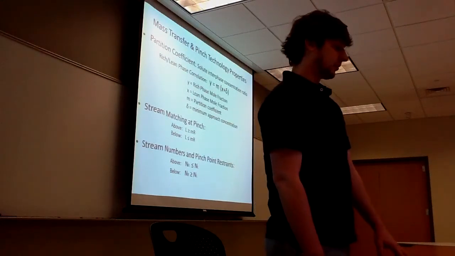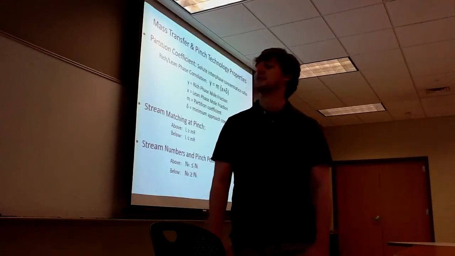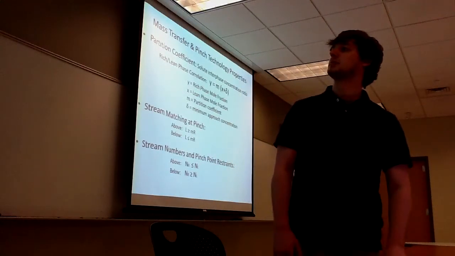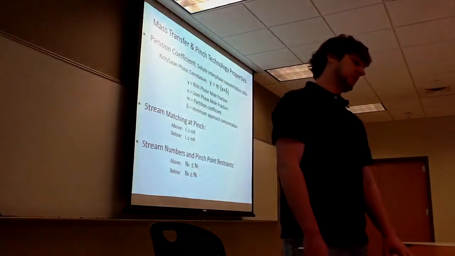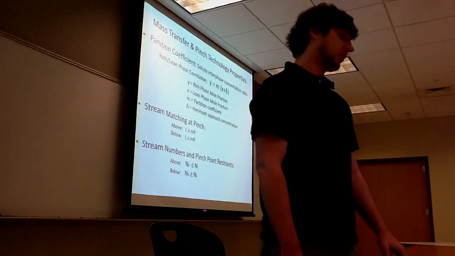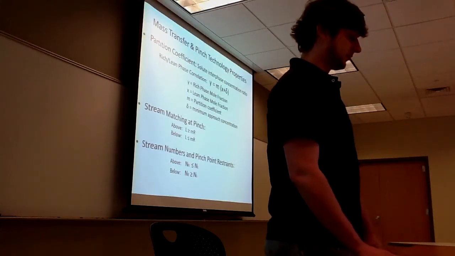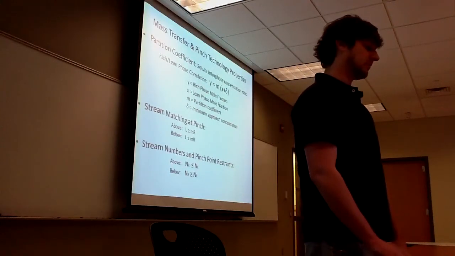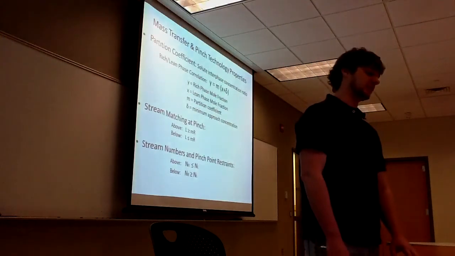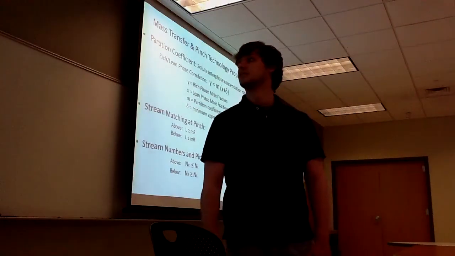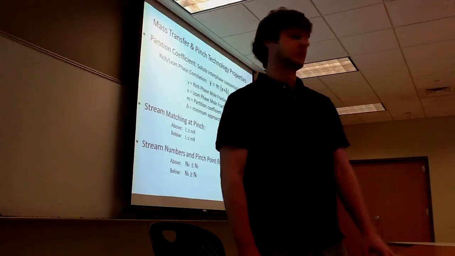Another important parameter is the stream matching at the pinch. Above, you're going to have the flow rate, which is L, of the lean stream be greater than or equal to the partition coefficient multiplied by your rich stream flow rate. And below, that's the opposite. Another constraint is the number of streams above and below. For above, you're going to have the number of rich streams less than or equal to the number of lean streams, and below it's going to be the number of rich streams greater than or equal to the number of lean streams.